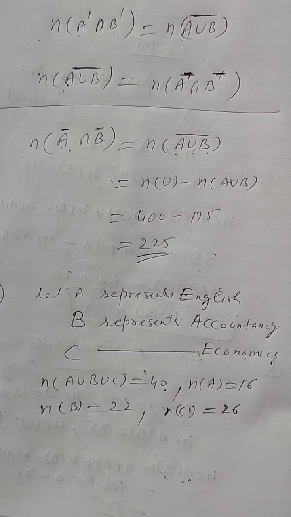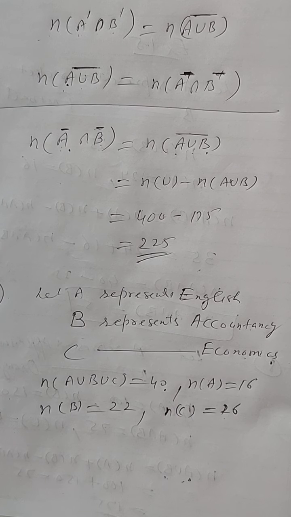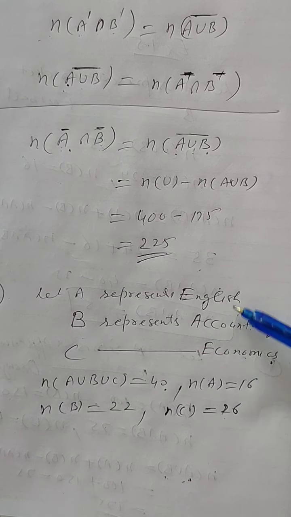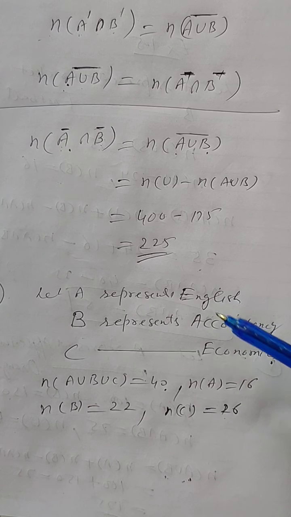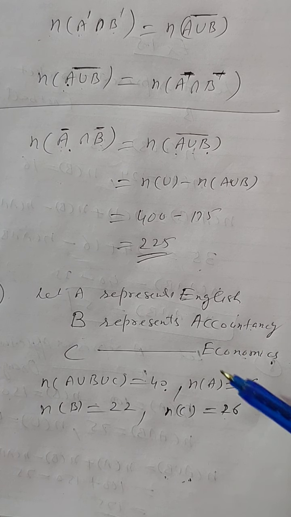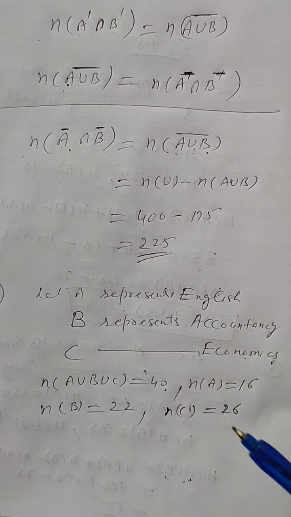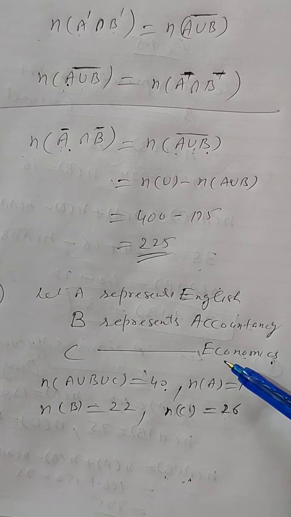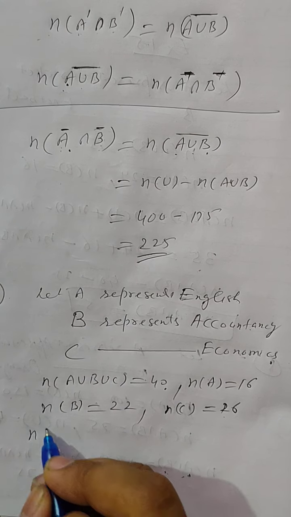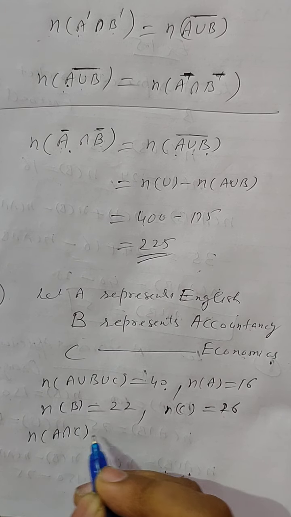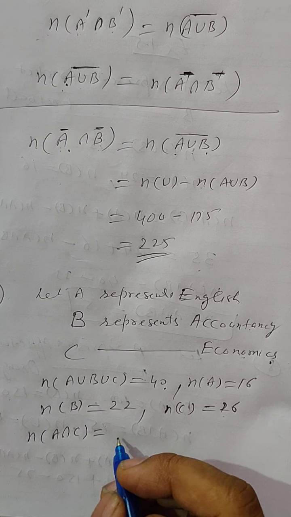Then 5 study English and economics. In case of "or" we will use union, in case of "and" we will use intersection. So English and economics means A and C, n of A intersection C is given to us as 5.